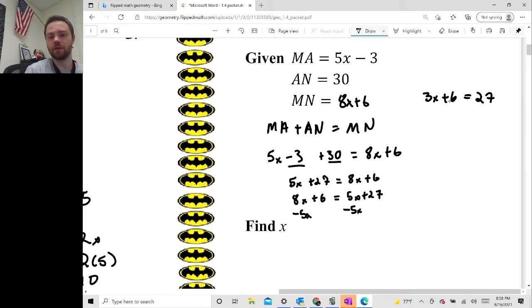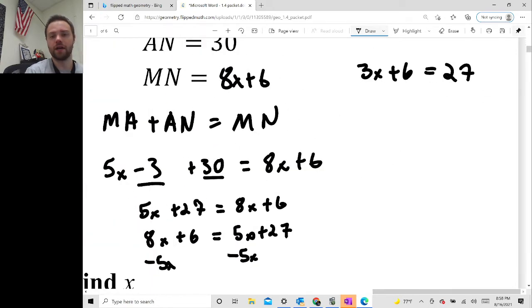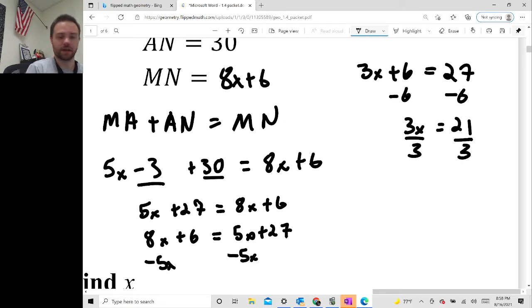So what I want to do is get rid of this positive 6, the constant term, and I want to get rid of this 3. So I'm going to undo that addition of 6. So I'm going to subtract 6 from both sides of that equation. I get 3x equals 21. And then from here I can divide both sides by 3. And x equals 7.